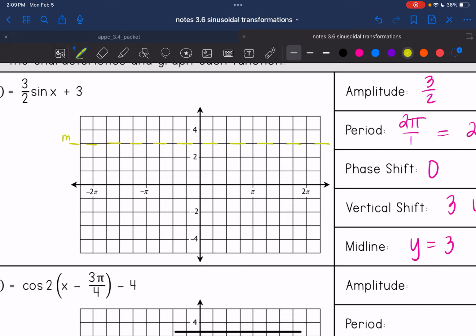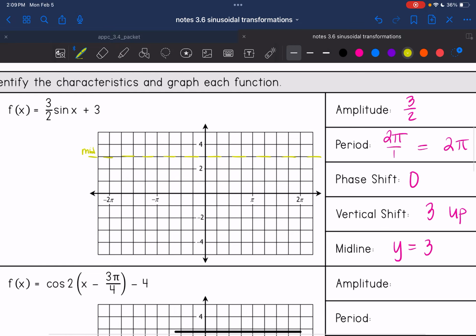That's our midline. Okay, then I go up to amplitude. So I'm doing my vertical transformations. Amplitude is 3/2. So if this is the middle, I'm only allowed to go 3/2 up and 3/2 down.